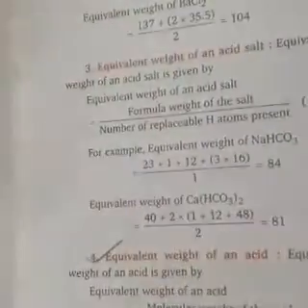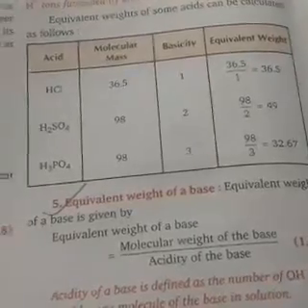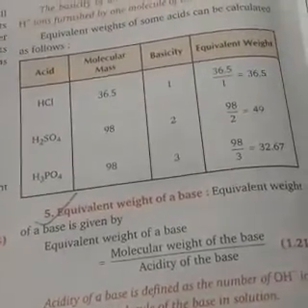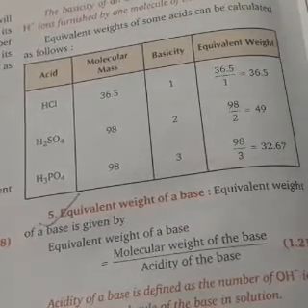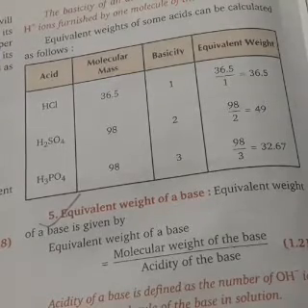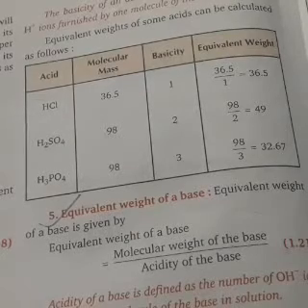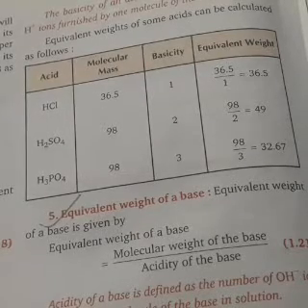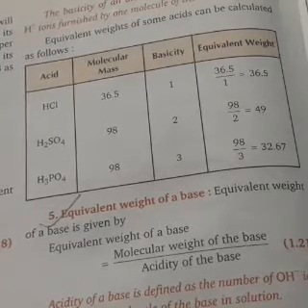So suppose you see that for HCl, we know the molecular mass of HCl is hydrogen 1 and chlorine 35.5, and you know HCl dissociates in its aqueous solution as H+ and Cl-. So the number of electrons transferred is 1. So what will be the equivalent weight? That is 36.5 divided by 1. So equivalent weight is also 36.5.